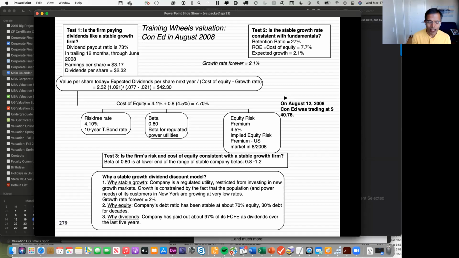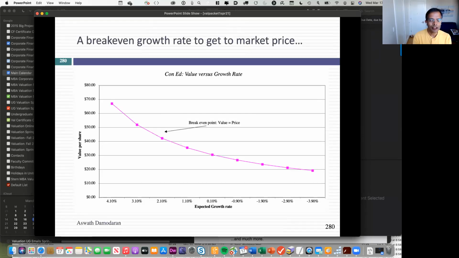So one of the questions I asked was, hey, this rests on this 2.1% growth rate. Could I be wrong on that? And the answer is, of course. So what I did was I kept everything else constant in this valuation, changed the growth rate to see what growth rate would give me a value roughly equal to the price. You see what I'm trying to do here? I'm trying to see how I get to the market price. What is the market assuming?